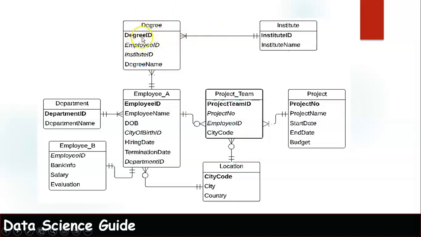So this table, the bridge table degree, has degree ID, which is the primary key, employee ID as a foreign key to be linked with the employee table, and institute ID to be linked with the institute table, and here the degree name. Now we completed the logical level of this ERD, and in the next tutorial we are going to see how to create the physical level. So stay tuned.